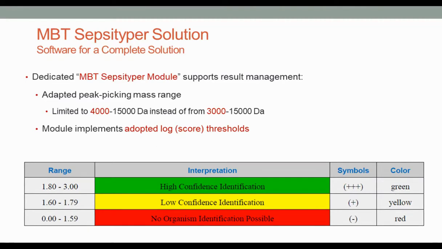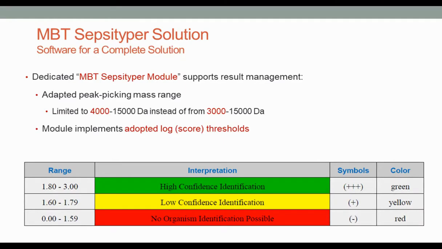There's a dedicated software module that is loaded onto the Multitof instrument that is used specifically for the Sepsityper kit testing. In this software, the mass range that is used for the identification is slightly more narrow when compared to the regular Multitof software. The reason for this slight restriction is that there are multiple peaks that are found in the lower mass range that are due to blood cells in the sample.